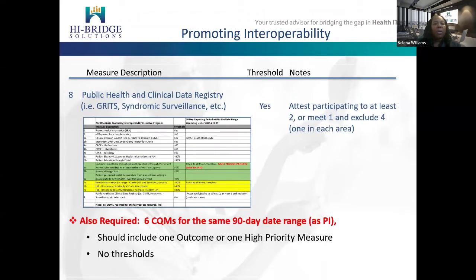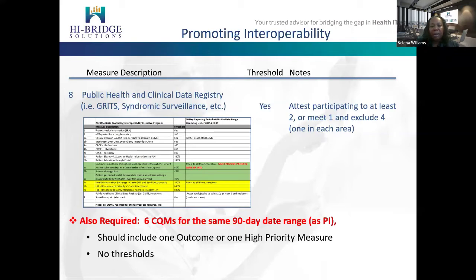Okay, and so the public health and clinical data objective 8, the public health and clinical data registry. You must attest yes to participating in at least 2, or meet 1 and exclude 4, one in each area. And with this, I know in the past most people have provided information on syndromic surveillance. That's not required in Georgia, so you do not have to submit that data when you're doing your submissions.